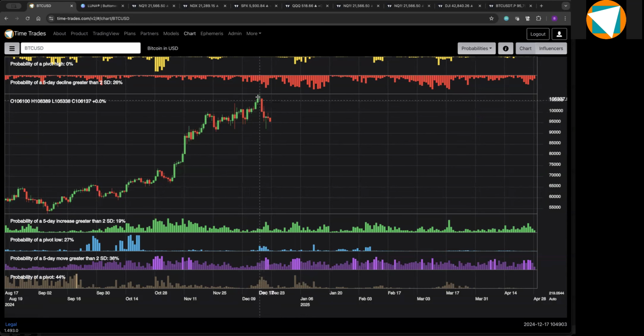So we made the high on the 17th of about 108, and it's basically been downhill since then. So this probability of a pivot down here of about 61% worked out really, really well. So let's continue to lean into that.